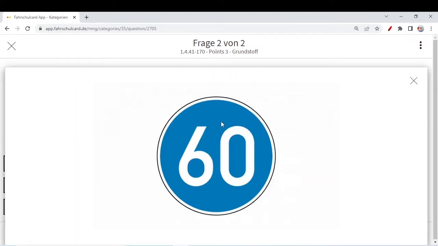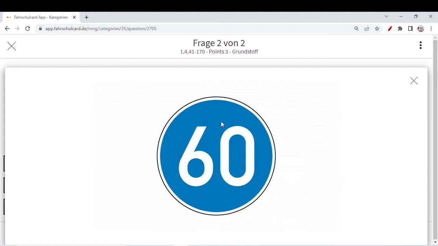So I think we have discussed this in detail. Normally it comes on the Kraftstrasse or the motorways. The blue sign we already know. It is the minimum speed which should be followed. With which speed, the minimum speed you should drive.